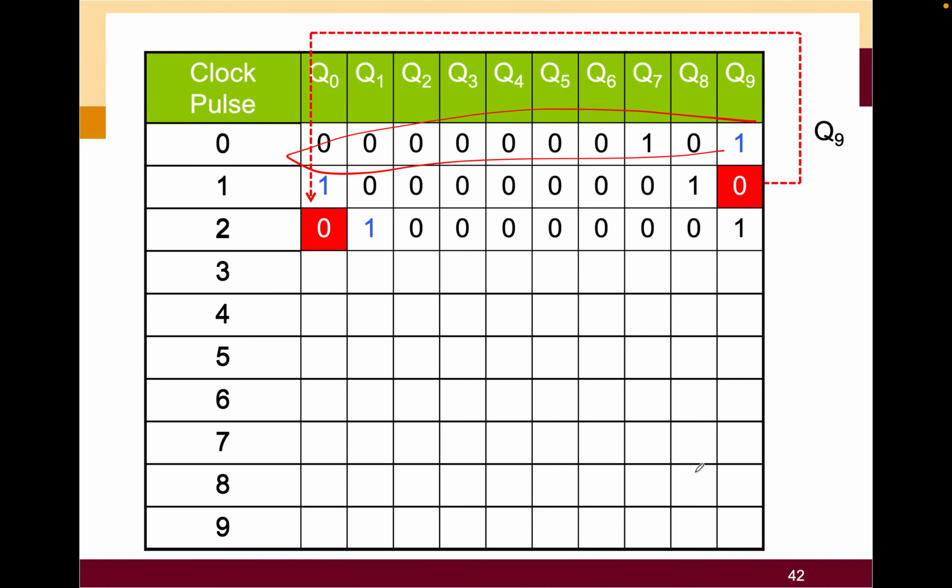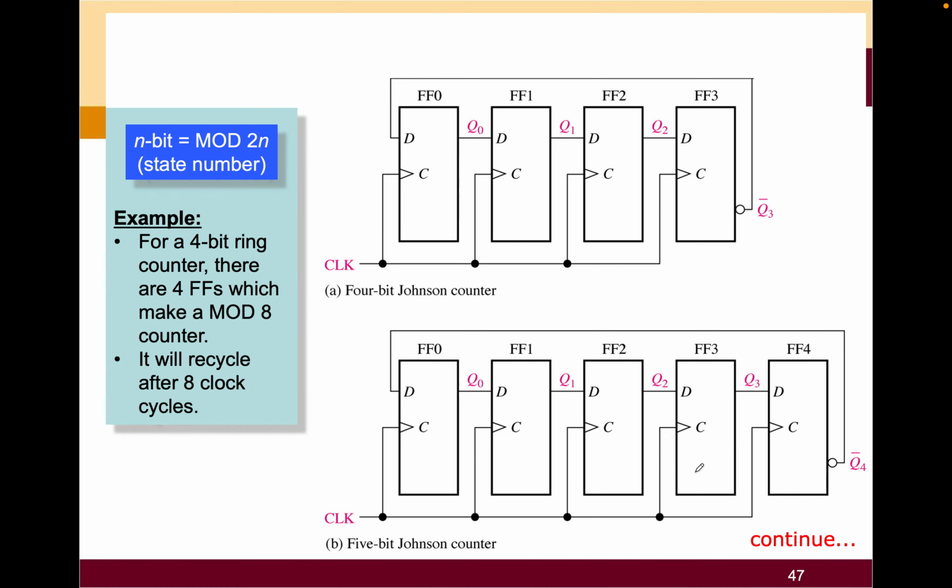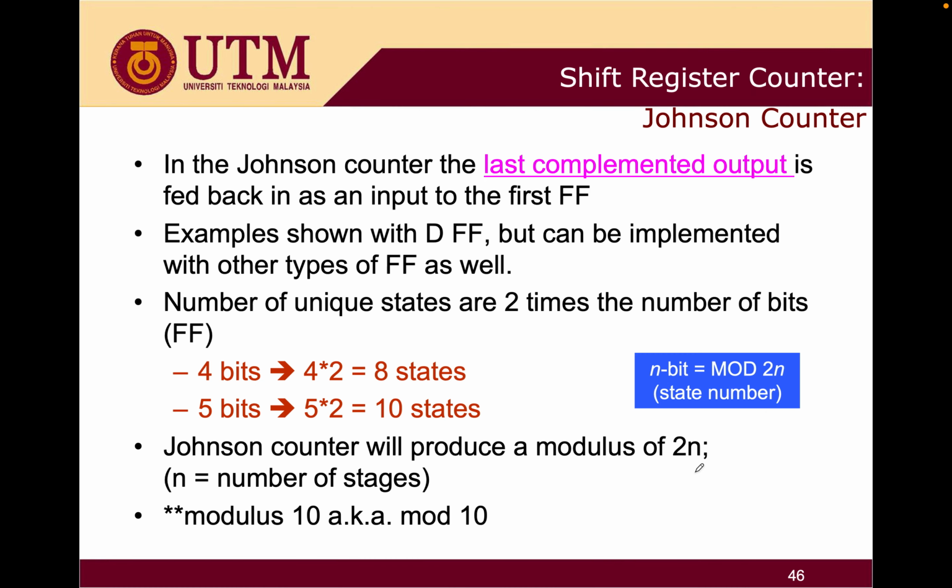Okay, let's move to our Johnson counter. Shift register counter for your Johnson counter. In a Johnson counter, the last complement output is fed back as an input to the first flip-flop. The sentence is quite similar to your ring counter, but what is the difference? Example with D flip-flop, but it can be implemented with other types of flip-flop as well. Okay, here is the differentiation. You can see much more clearly.